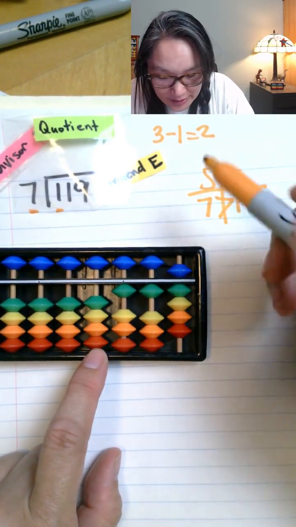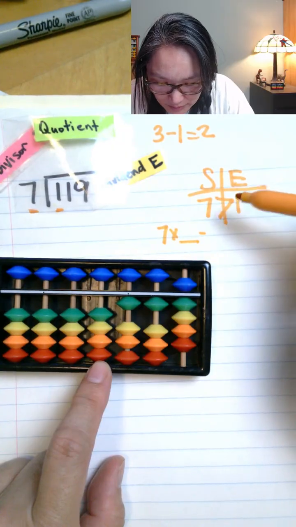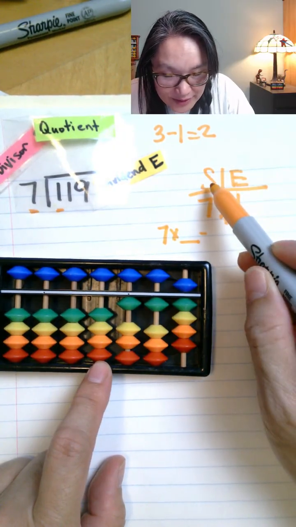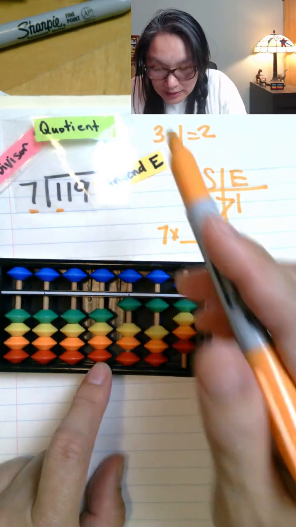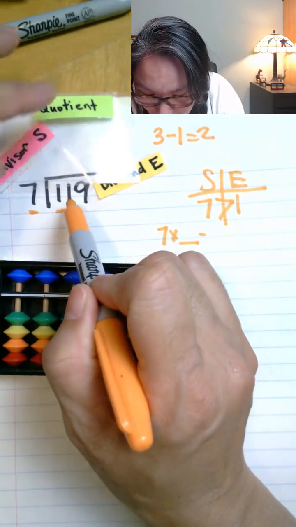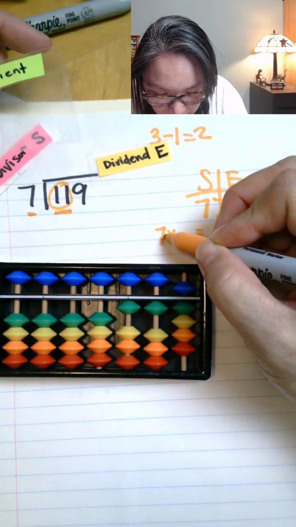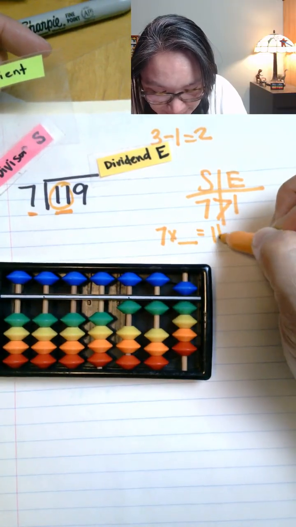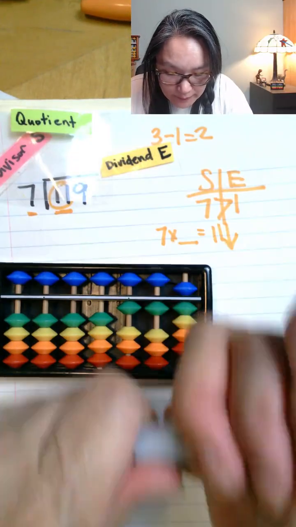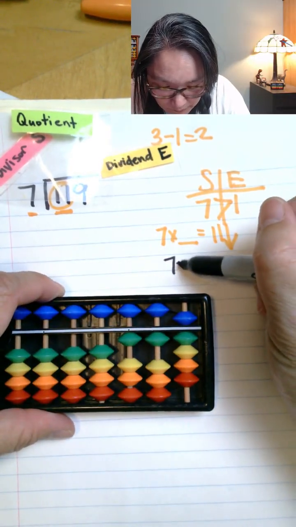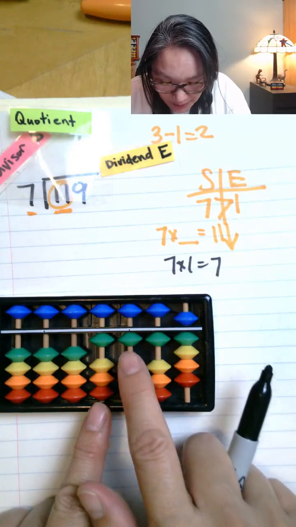Because the divisor is bigger, we're going to utilize 2 digits. That means we're going to utilize these 2 digits. So it's kind of like long division, but on the abacus. So 7 times what is equal to 11 or less. Does that make sense? So 7 times 1 is equal to 7. So I'm going to add my 1 here. This is my answer. But now I have to take away 7.